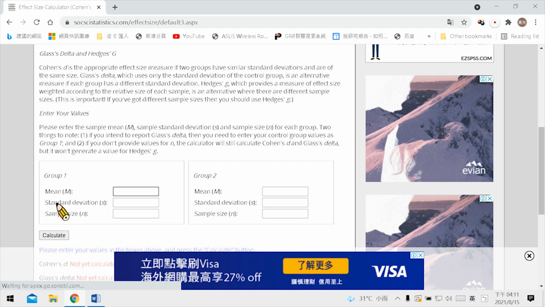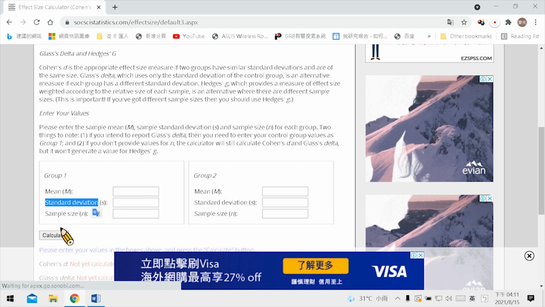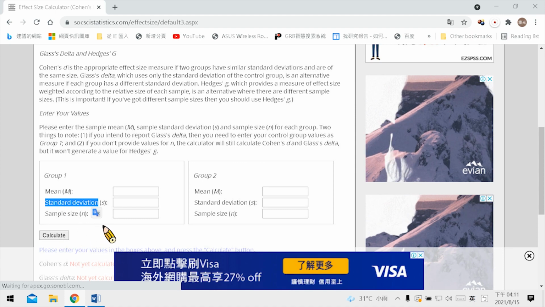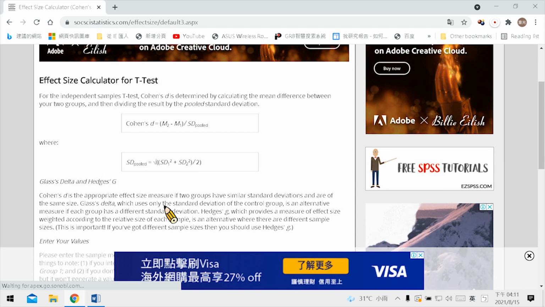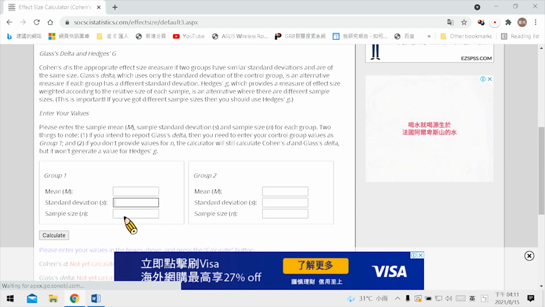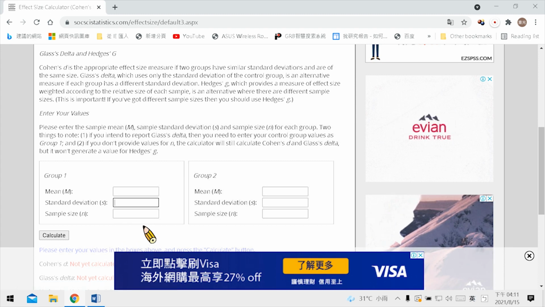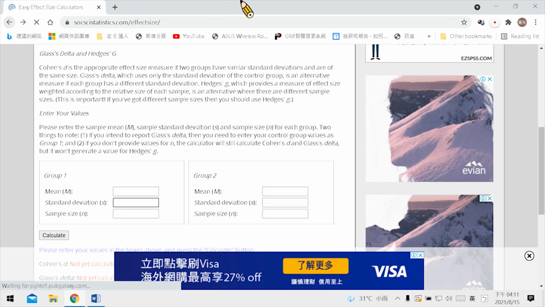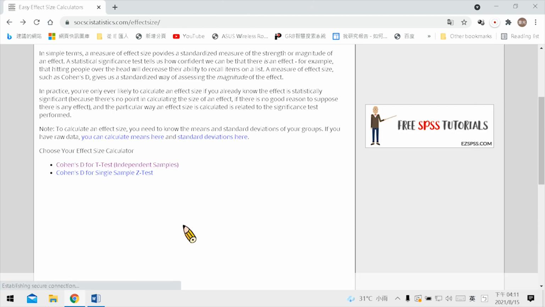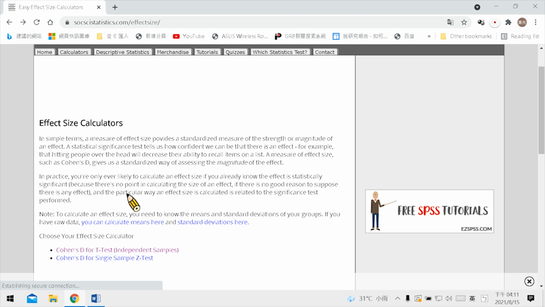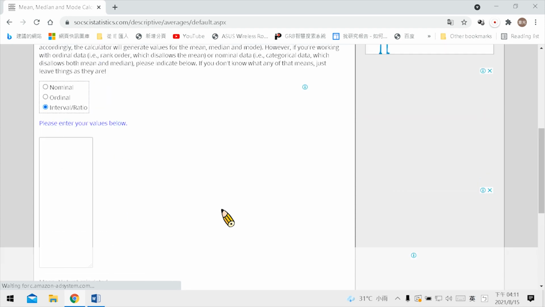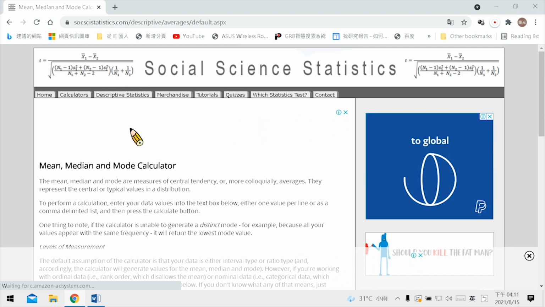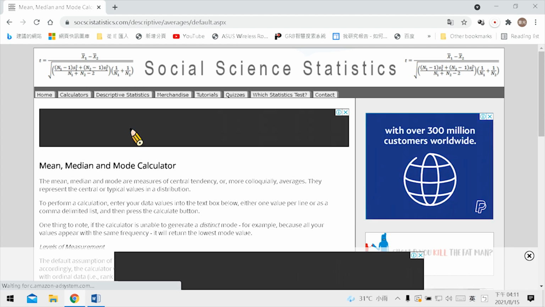And this number is from the SPSS output, because SPSS doesn't calculate the effect size, so you need to find some formula on the web. They have already put in the formula, so it can calculate the number for you, okay. And the mean and standard deviation you can collect, okay. So this is not just for when you don't have SPSS, you can use this type of tool, okay.